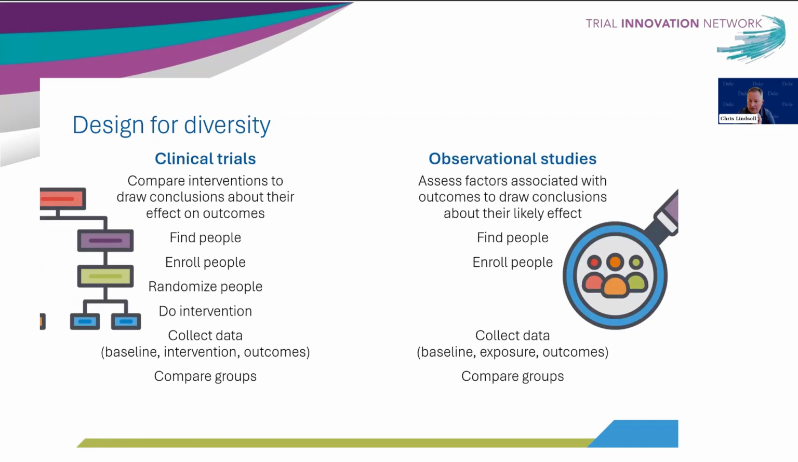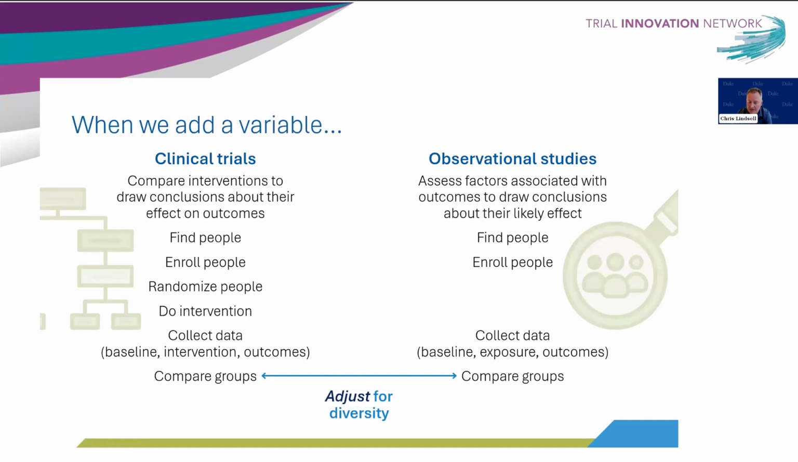So I'm just going to think through two kinds of studies, clinical trials and observational studies, fairly similar. We start out at the beginning with a purpose, whether it's to compare interventions to draw conclusions about effect, or whether it's to assess factors associated with outcomes. The rest of it is fairly straightforward. You find people, enroll people, randomize people, do the intervention or measure what intervention was done. You collect the data, and then you compare groups. It's a fairly standard approach.